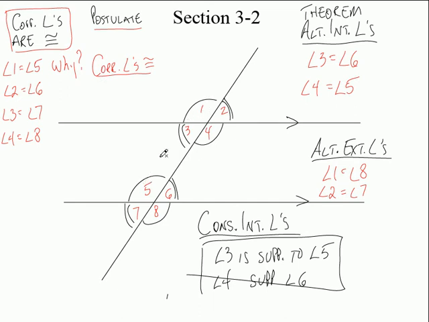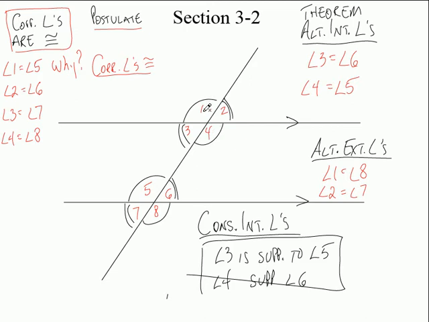Watch. If 1 equals 5, we already knew that 1 equals 4. Without using any of these theorems right here, without using those at all, why does 1 equal 4? Something we've already talked about. Vertical angles, right? Vertical angles are congruent to each other. That's something that we already knew. So 1 equals 4. And then 4 equals what? 8. Why does 4 equal 8? Because corresponding angles are congruent, correct?